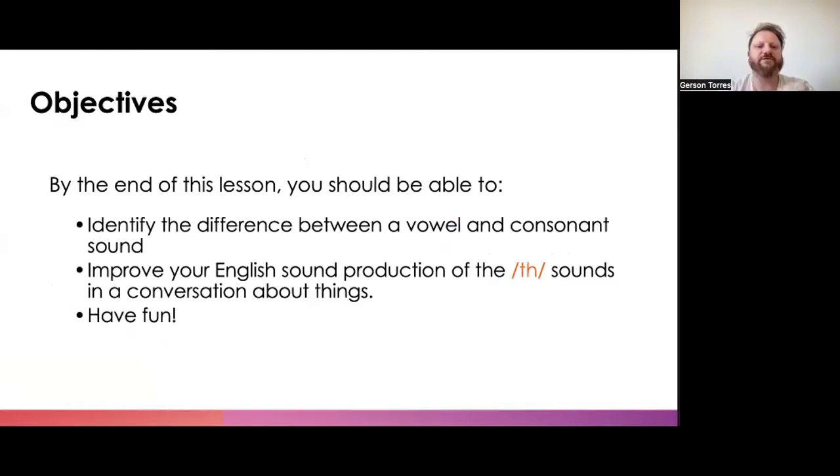Objectives. By the end of this lesson, you should be able to identify the difference between a vowel and consonant sound. Improve your English sound production of the TH sounds and in a conversation about things. Have fun. Of course, you have to have fun.